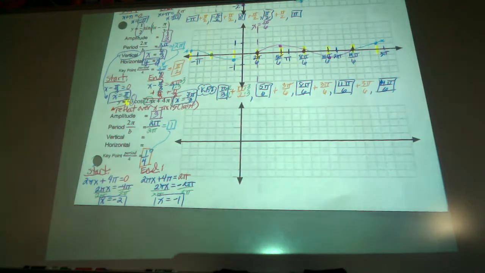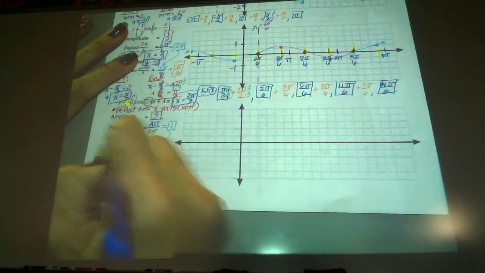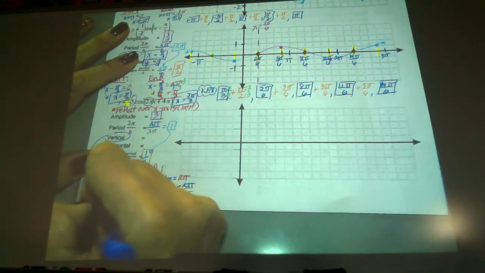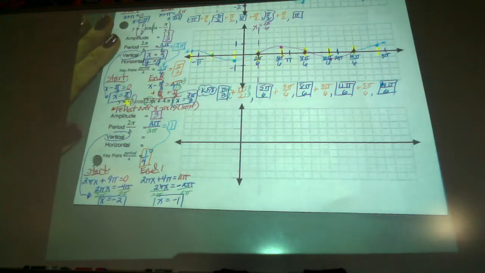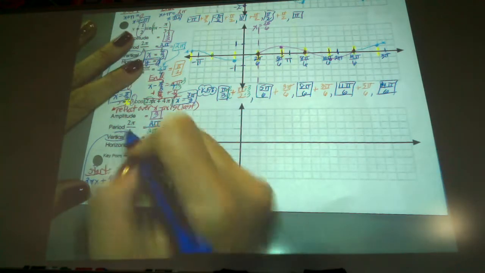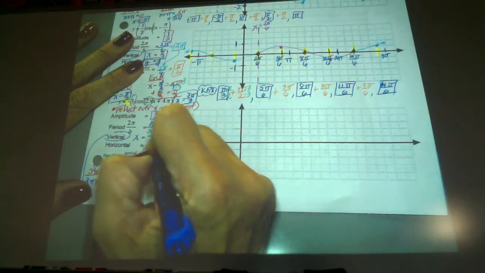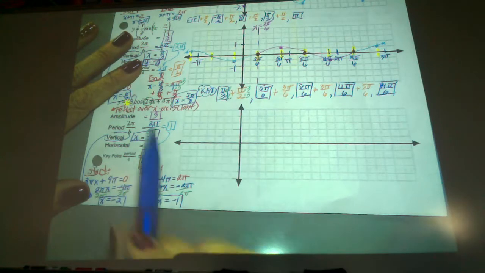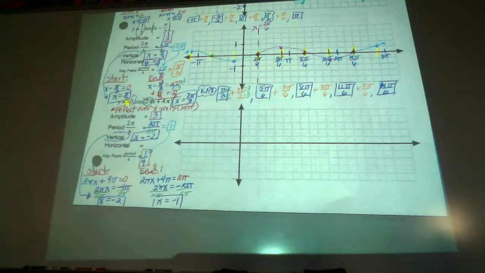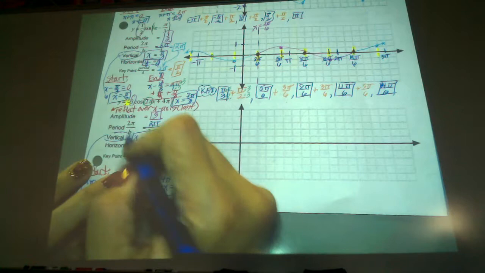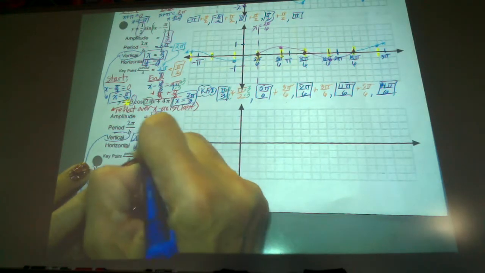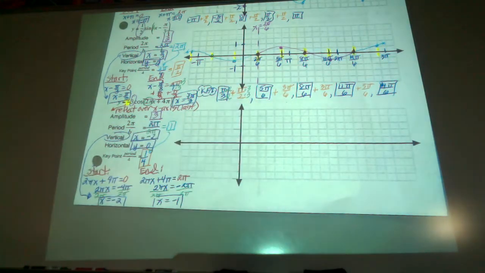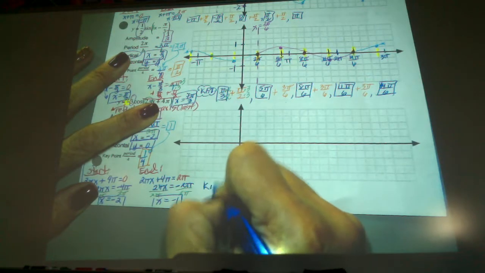Didn't we just find our vertical? Our vertical, remember, comes from the start answer. So our answer to our start is x equals negative 2. So that means I know I'm starting at x equals negative 2. Are there any addition or subtraction signs outside of the function? No. So my horizontal has not changed. It is still y equals 0. All that's left is to find my key points.